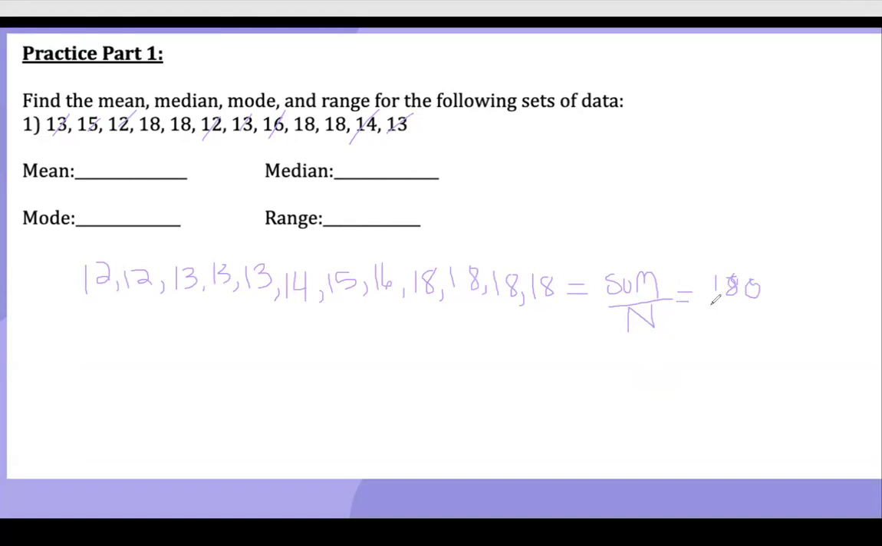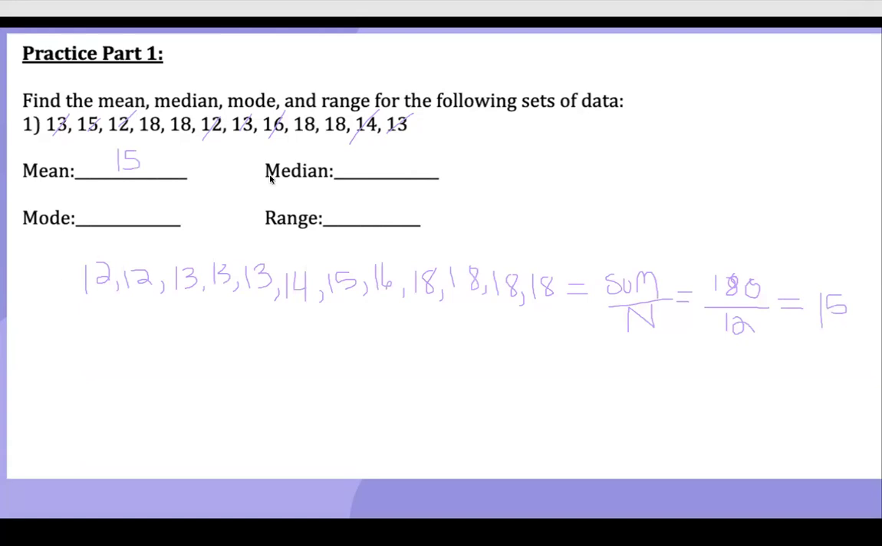And then if you count up the number of data points, 1, 2, 3, 4, 5, 6, 7, 8, 9, 10, 11, 12. So N is 12, which is the number of data points in my data set. Now I'm going to divide them out. So 180 divided by 12 is going to give me 15. So that is my average, which is also called my mean.